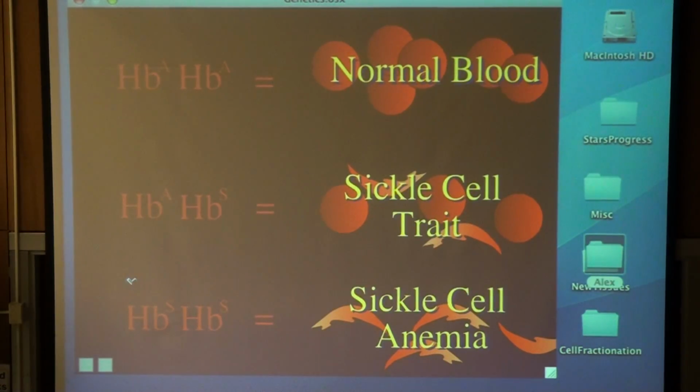Now, on Wednesday I was mentioning that anybody from any ethnic group can get any genetic disease, and that's true. But in some ethnic groups there's a higher incidence of certain alleles than in other ethnic groups, so you might find different frequencies of genetic diseases. And this is an example of that. People of African ancestry tend to have a higher incidence of the HbS allele in the population, and so you tend to get more sickle cell trait and sickle cell anemia in African-derived populations.